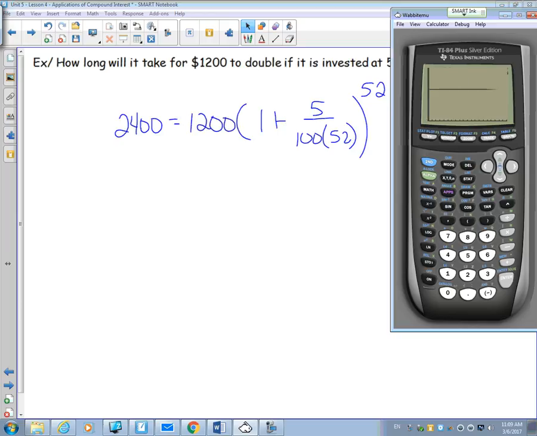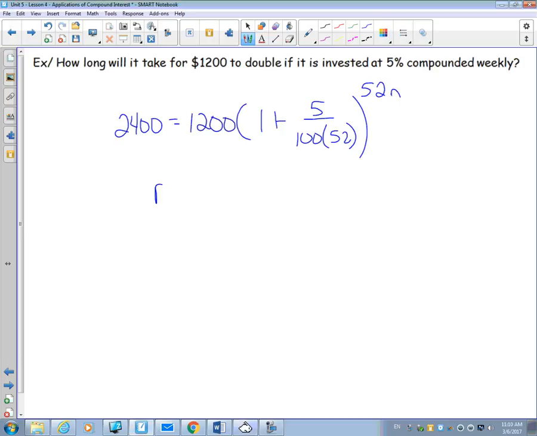Graph, there's our line. Here comes our curve. Hopefully they cross. And they do on my screen. So I'm going to do my calc menu, second trace, number 5, enter, enter, enter. And we get an answer of 13.86 years. Or if we go to 3 sig figs, 13.9 years.